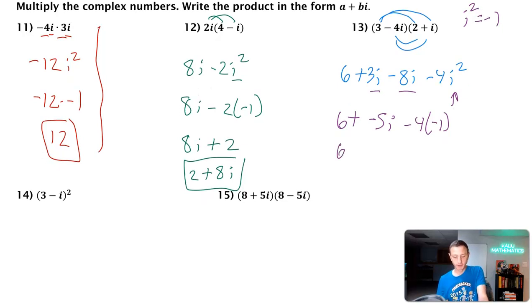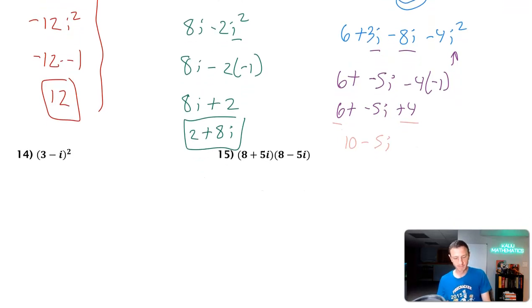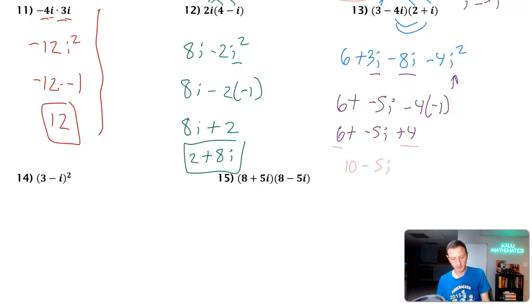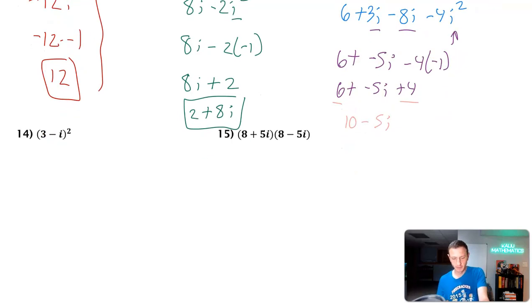So that is going to become 6 plus negative 5i, or 6 minus 5i plus 4, and then we get these two terms here. 6 and 4 are then like terms. 6 plus 4 is 10 minus 5i, writing it in the form of a plus bi. There's a lot of things happening on the back half there.